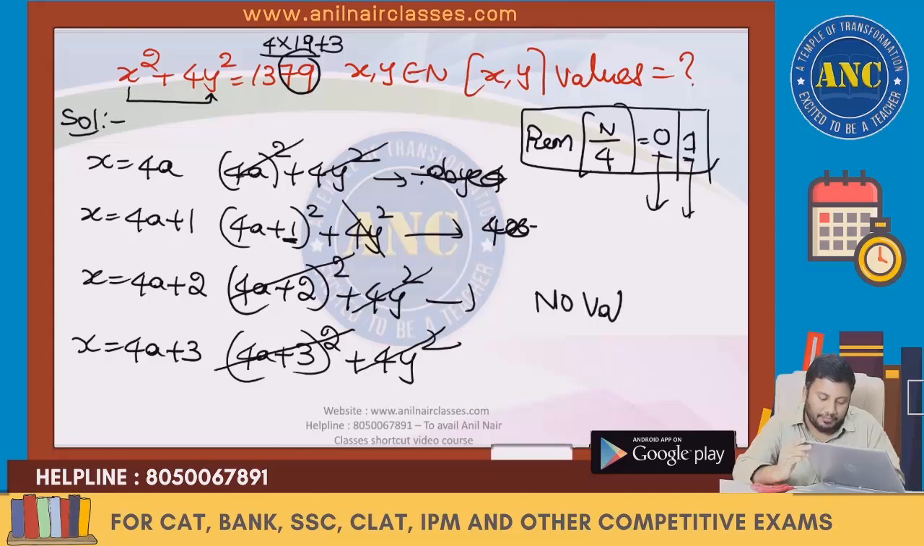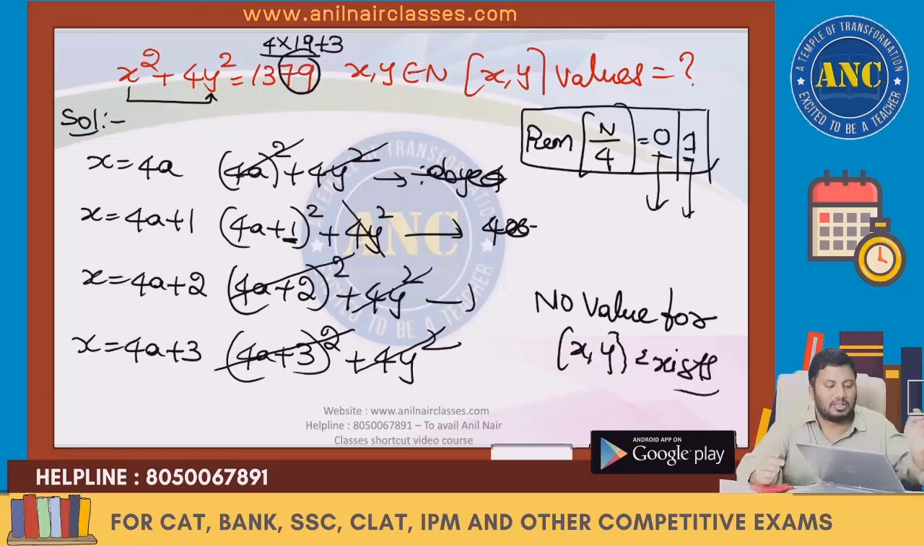Answer is no value for x comma y exists. I hope the idea is clear. Any doubt in this idea? No value for x comma y exists.